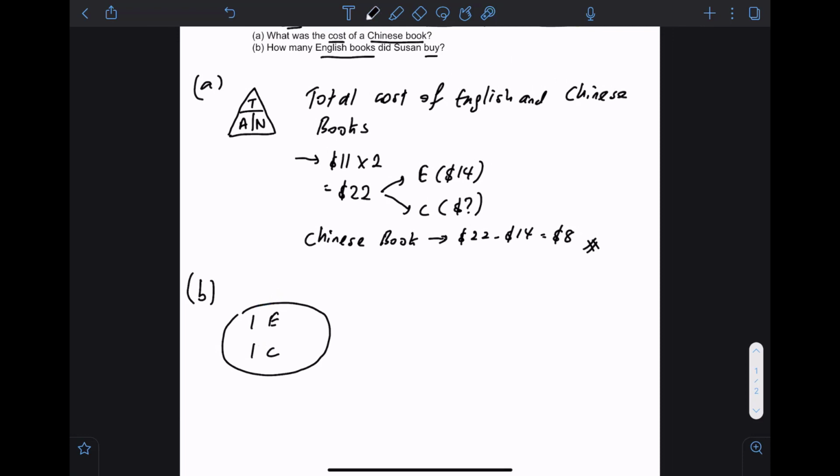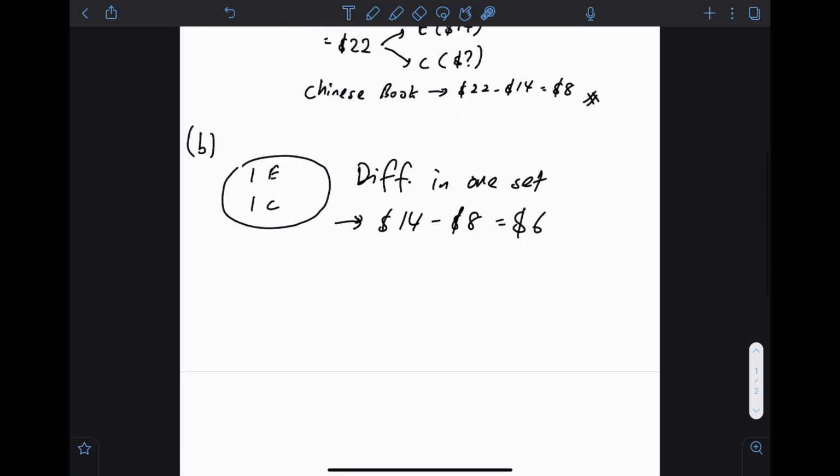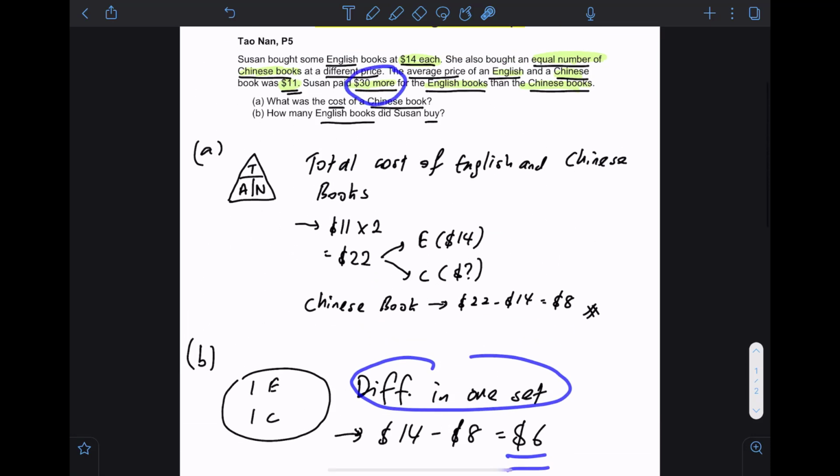Alright, so if it's just 1 and 1, what is the difference in one set? Difference in one set. Okay, now this will be the cost of the English book minus that of the Chinese book. So $14 minus $8, and that will give you $6. So the difference in one set is $6, but the total difference is not just $6, it is $30.